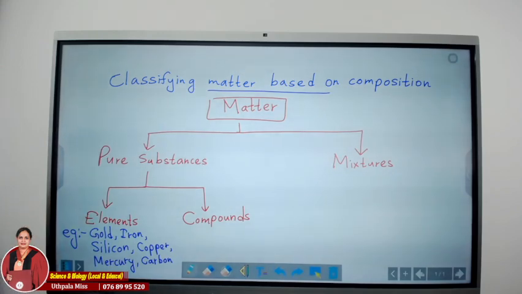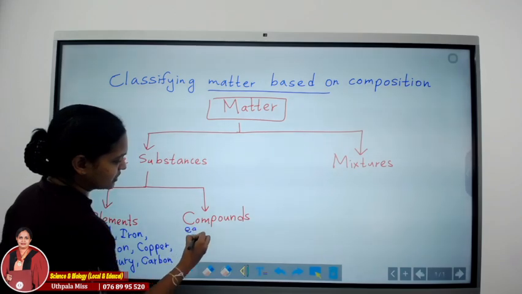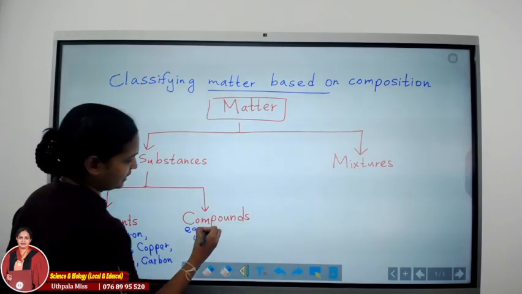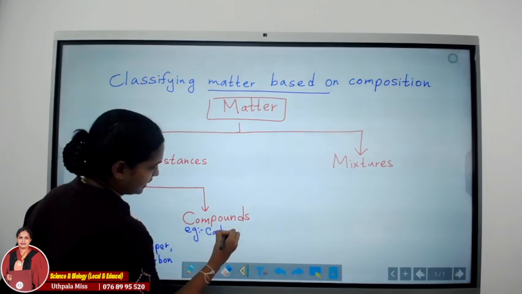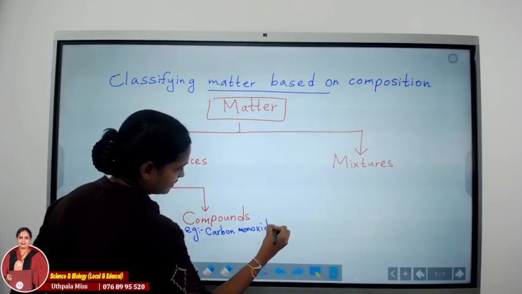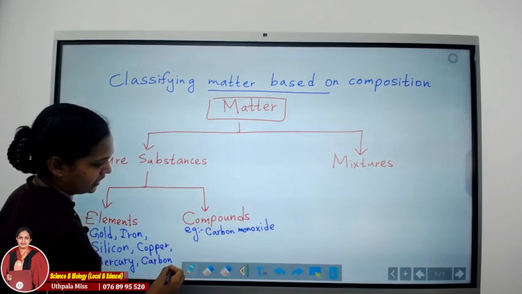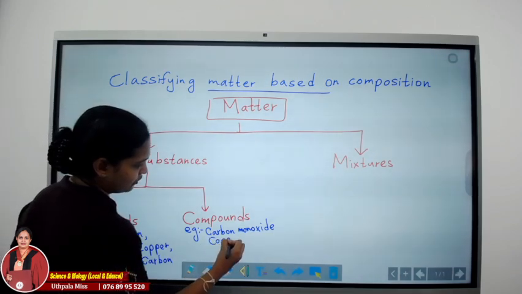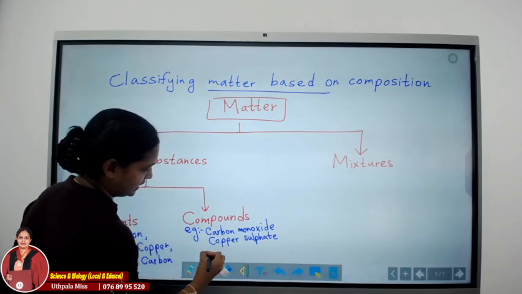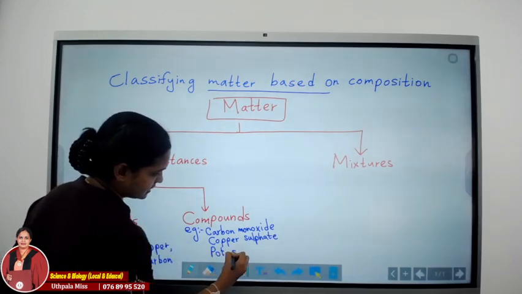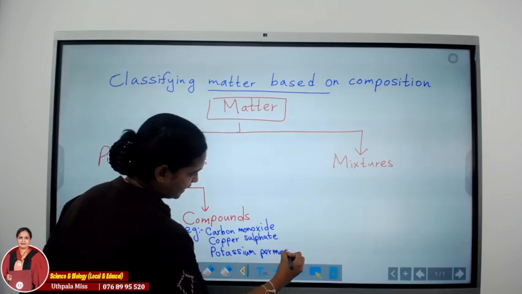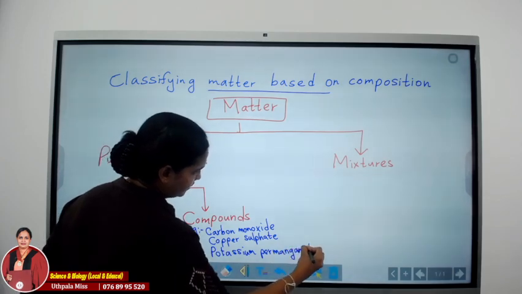Then compounds. Can you give me examples for chemical compounds that you know? Carbon monoxide, carbon dioxide, copper sulfate, potassium permanganate. So these are made out of elements, right?